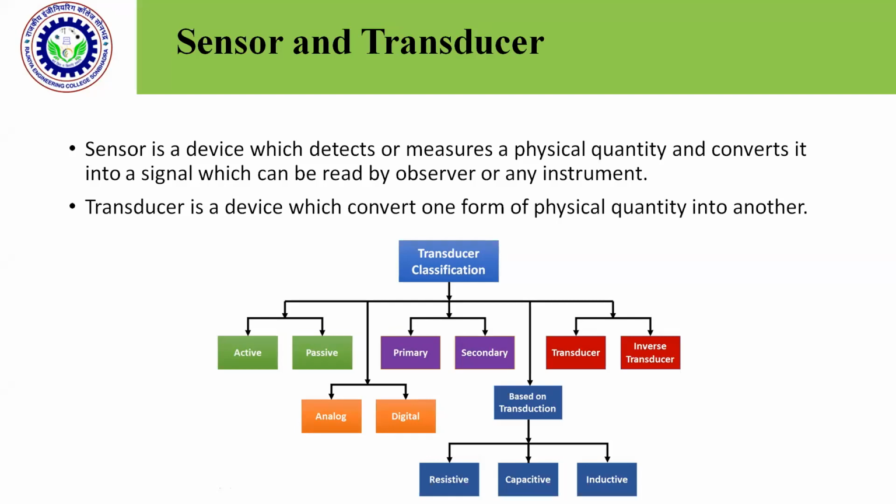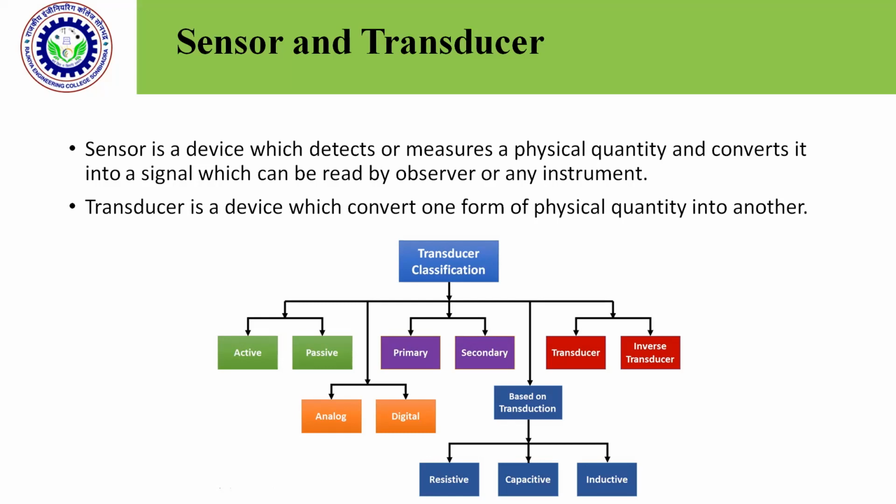We can classify transducers into different types: active and passive. Active transducers are those in which the physical quantity will automatically drive the sensor. We won't need any external supply so that the sensor can be driven. Then passive transducers are those in which we will need an external supply.